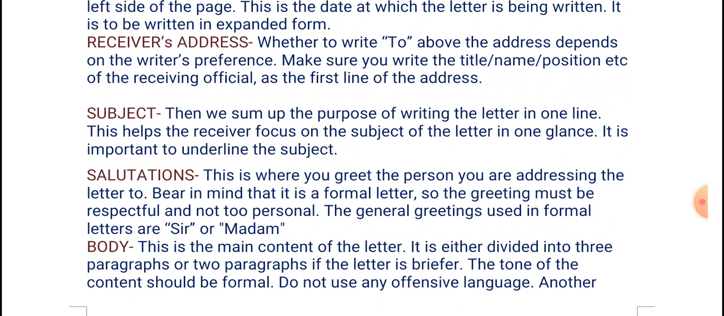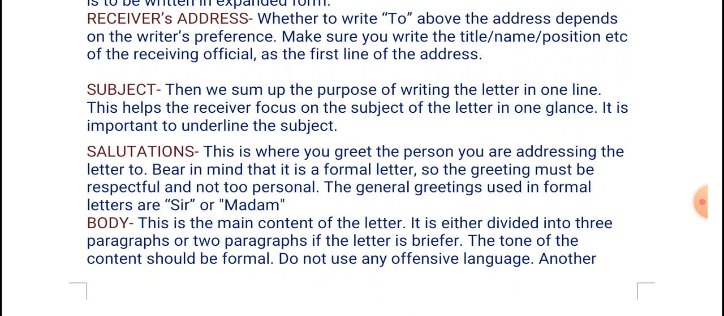Salutation, this is where you greet the person you are addressing the letter to. Bear in mind that it is a formal letter, so the greeting must be respectful and not too personal. The general greeting used in formal letters are sir or madam.